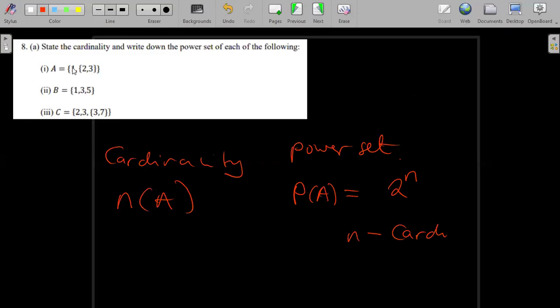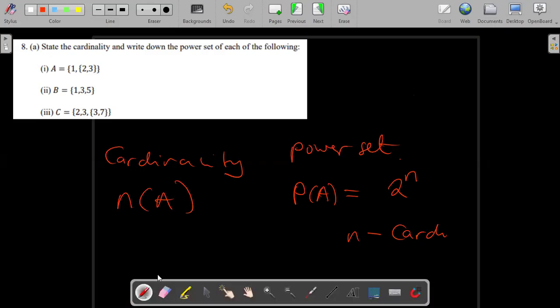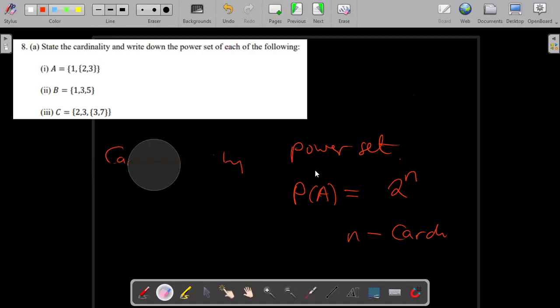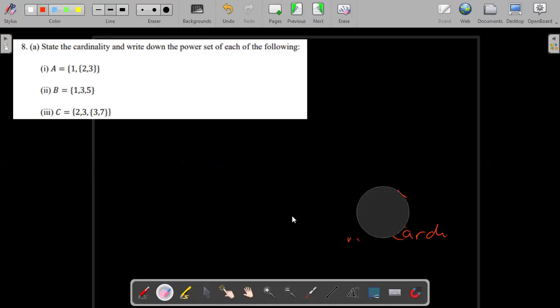All right, so just a quick recap on what I was talking about. I was talking about cardinality. So let me just begin all over again, just to get a clear view of what we're talking of here. So we're talking of cardinality. Cardinality of a set is just the number of elements.